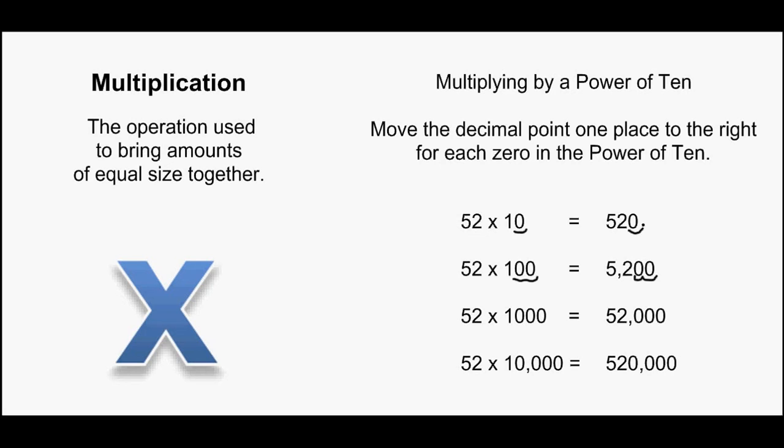52 times 1,000. 1,000 has 3 zeros, so we move our decimal 3 places to the right. 52 times 10,000. 10,000 has 4 zeros. We move our decimal 4 places to the right.